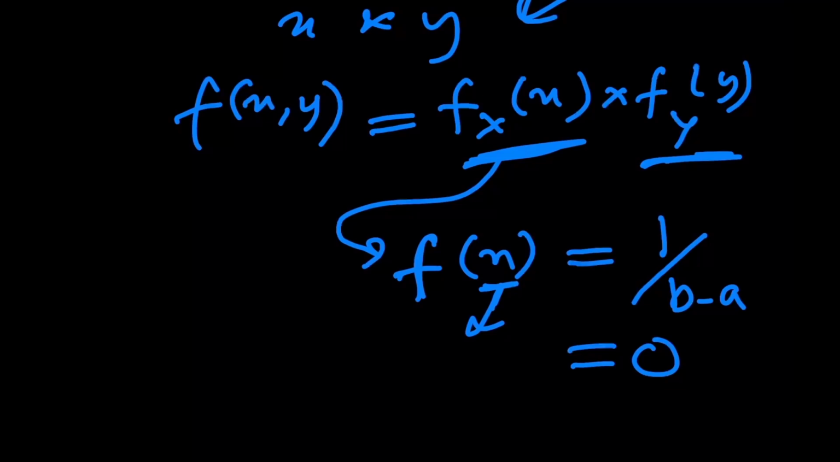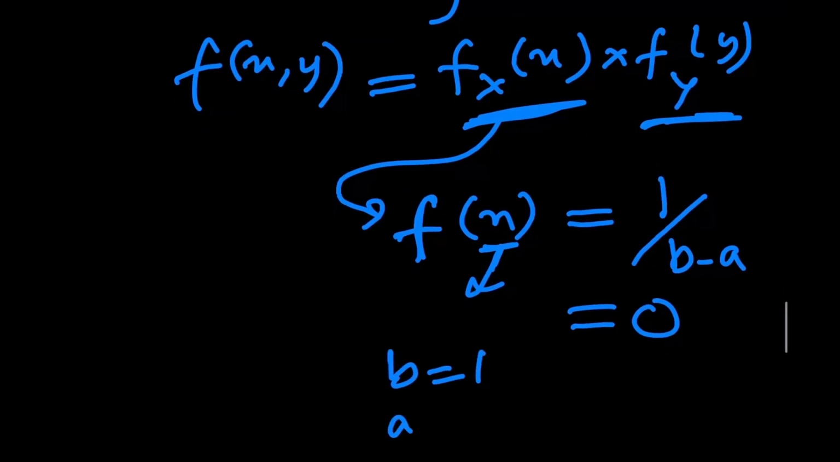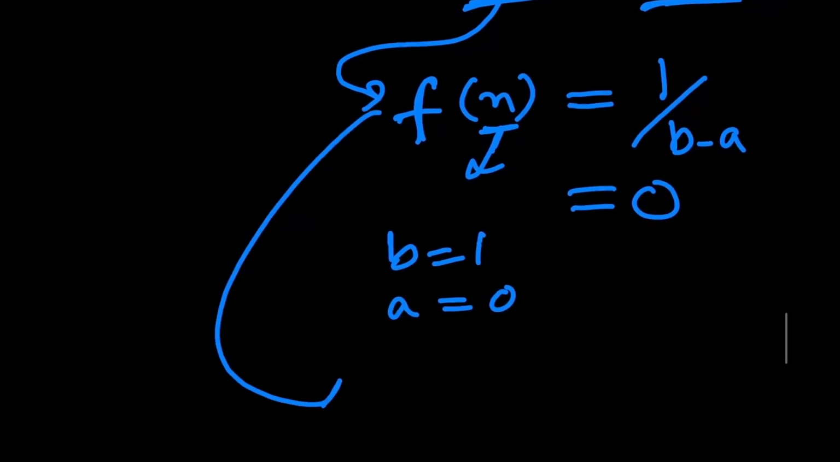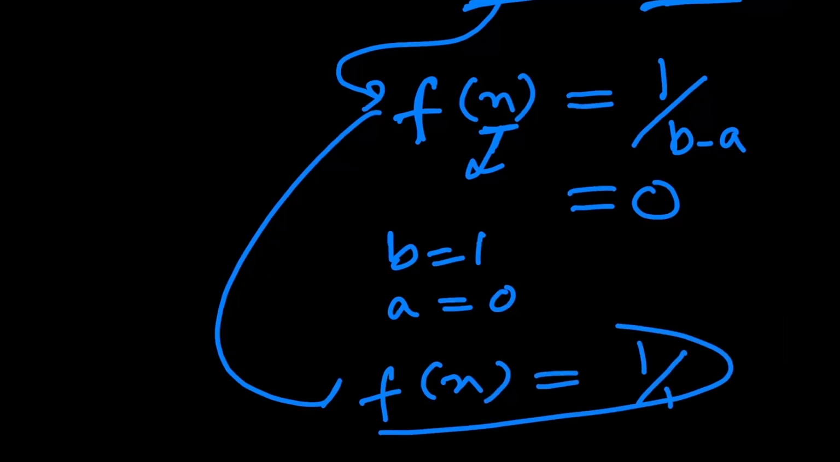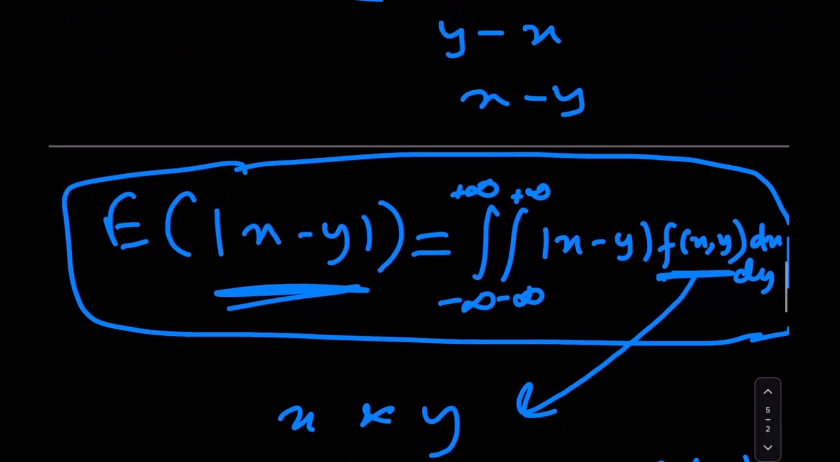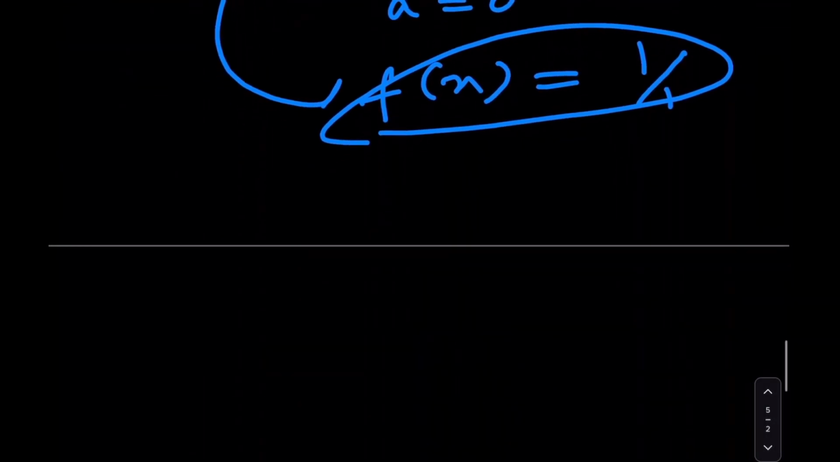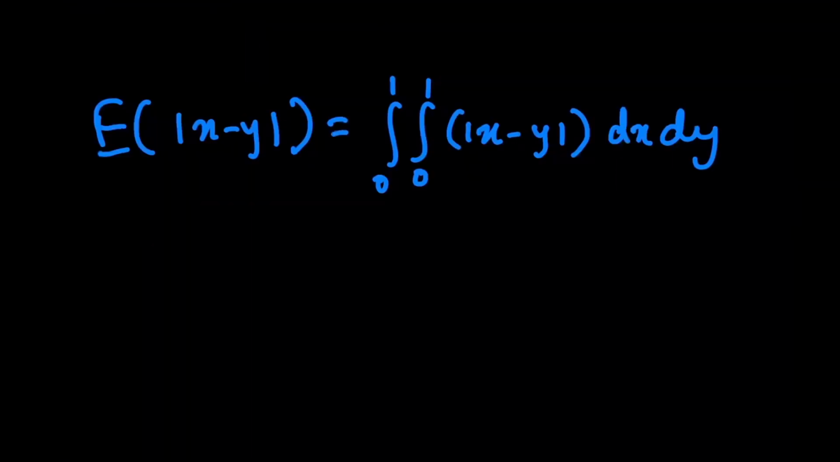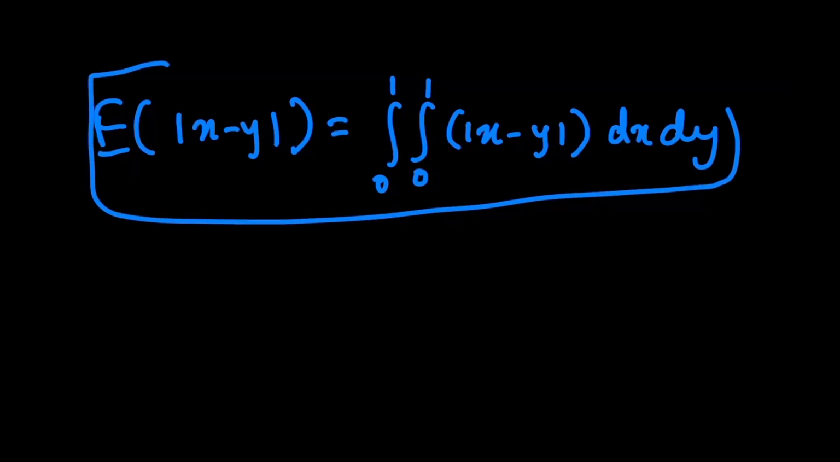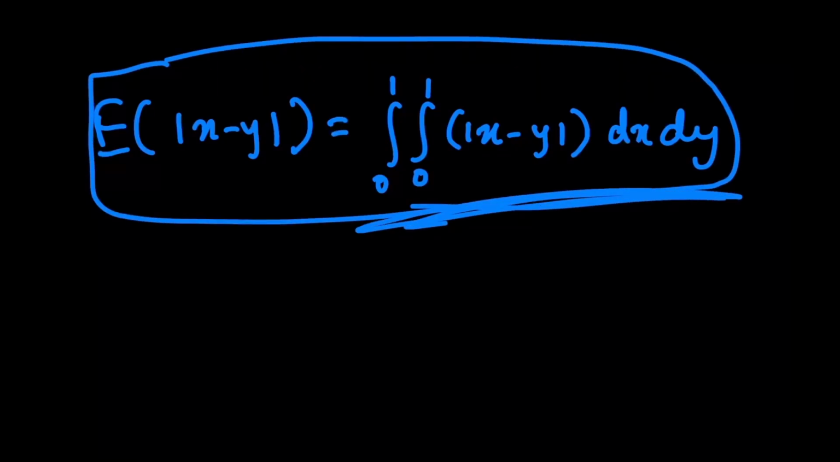Now for our case, b is equal to 1 and a is equal to 0. So f(x), and it's going to be the exact same for f(y), since it comes from the exact same distribution, is going to be 1 over 1. So it's just 1, so we can omit this term altogether. So ultimately our equation is going to look something like this. And now all you have to do is solve this double integral over here.